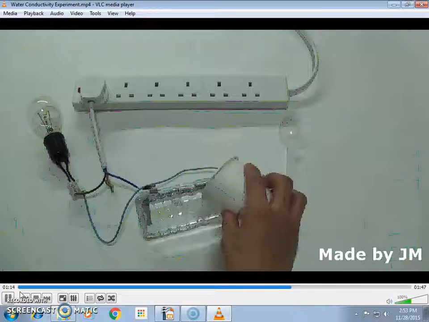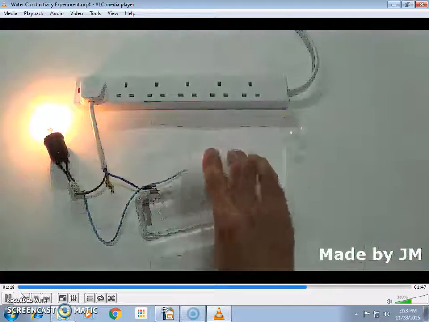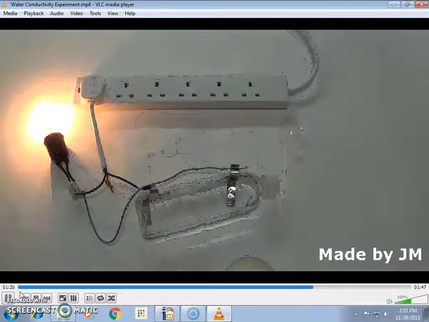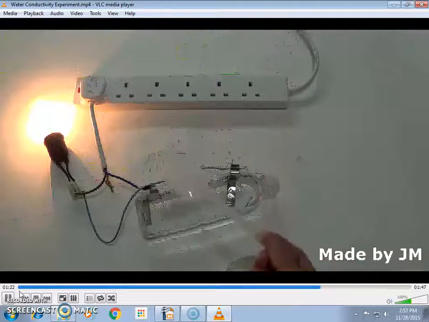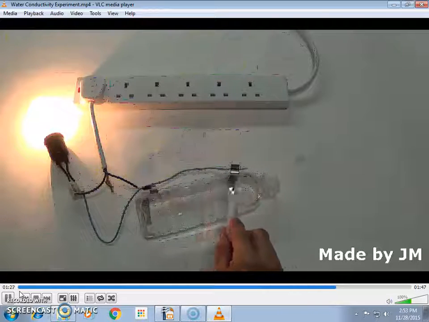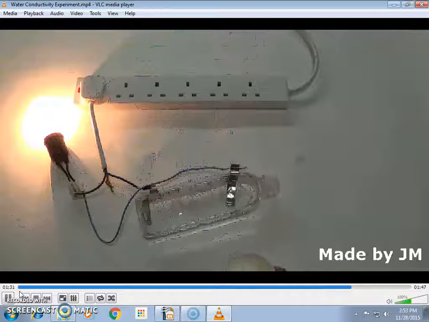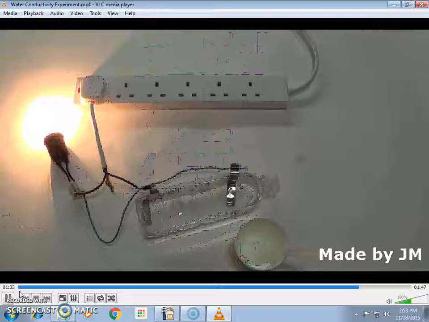Now, a small amount of salt, the common salt which you have at home, you can add. And as and when you add, you could see the bulb glowing, indicating that by addition of salt, the conductivity of water has increased. So ultimately, we can say that liquids also have a capacity to conduct electricity.